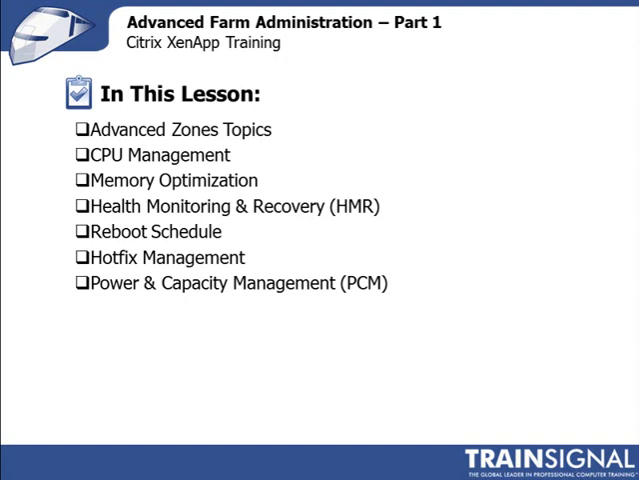So we're going to talk about CPU management, we're going to talk about memory optimization. We're also going to talk about health monitoring and recovery, HMR. So what that allows you to do, and I don't necessarily agree with how Citrix has implemented this, but this is a method by which Citrix runs internal tests against some important services, some important functions within the XenApp server to determine if these services are still functioning, if they're still delivering services to the users. And if they're not, what recovery methods you can take, what recovery actions you can take against these services to bring them back into a fully functional state.